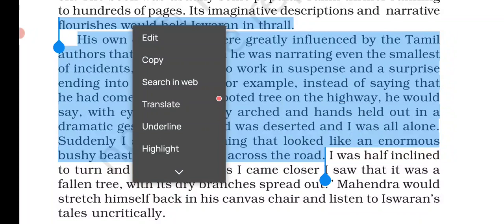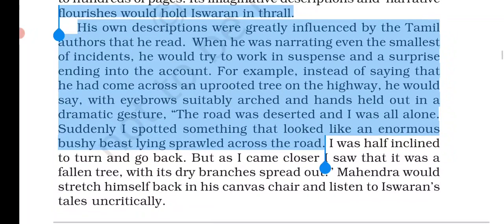So for example, the author has shared an example here: suppose he comes across an uprooted tree on the highway, he won't say that he came across an uprooted tree or a broken tree. Rather, he would narrate this incident in a manner full of suspense and surprise. For example, the road was deserted, I was all alone, and then I spotted something that looks like a very huge bushy beast. Understand? This is how he is creating the suspense. He came across a fallen tree, right?